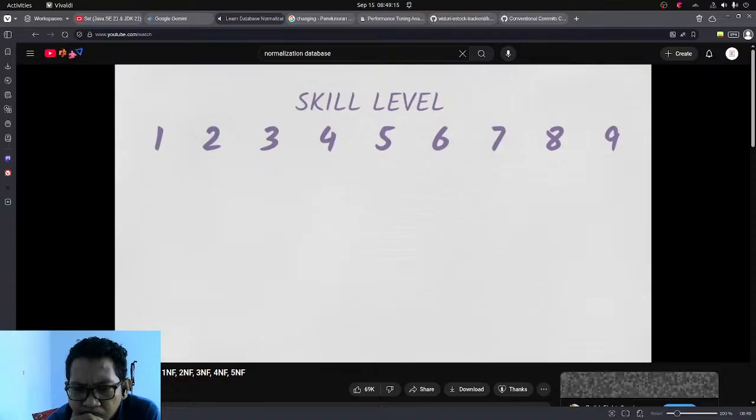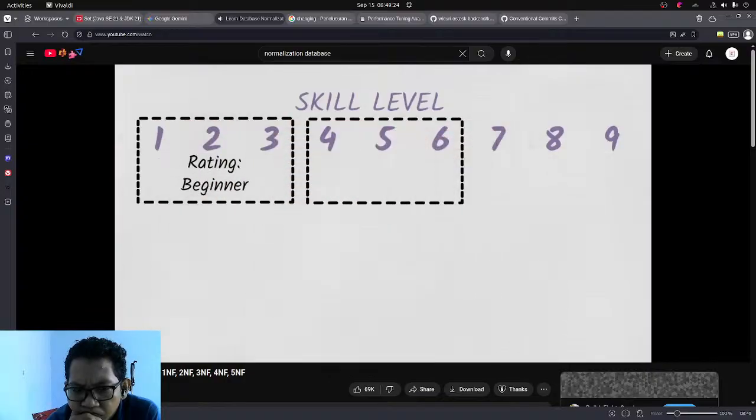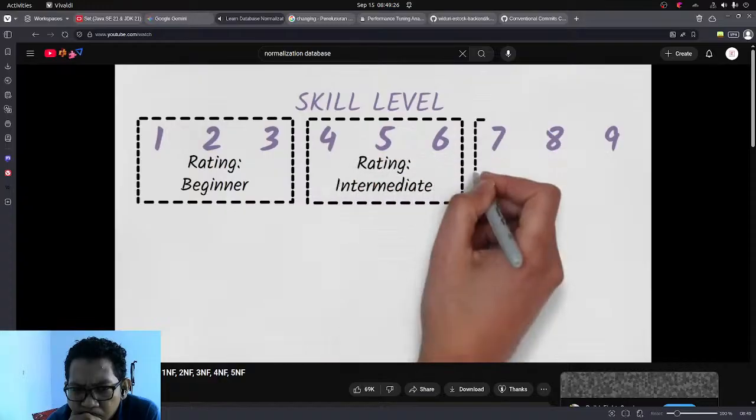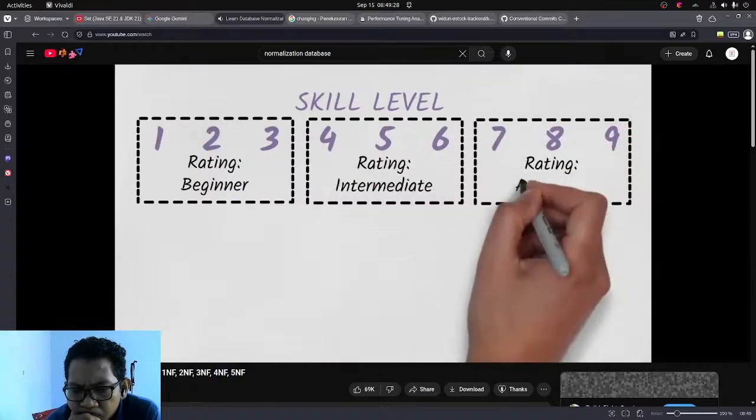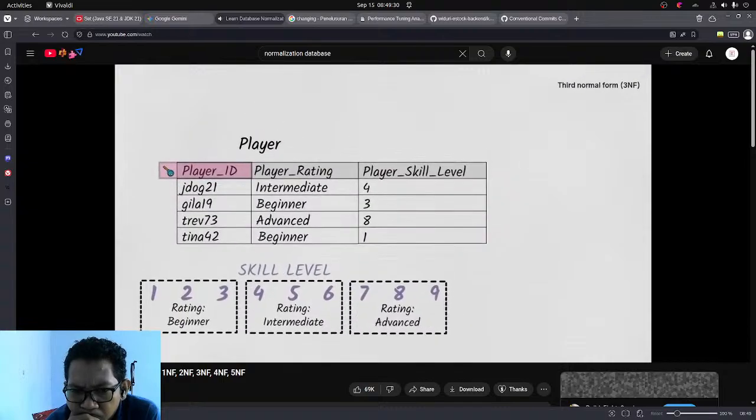And let's say that we've defined exactly how player skill levels relate to player ratings. Beginner means a skill level between 1 and 3, intermediate means a skill level between 4 and 6, and advanced means a skill level between 7 and 9. But now that both the player rating and the player skill level exist in the player table, a problem can arise. Let's say that tomorrow, player Gila19's skill level increases from 3 to 4.